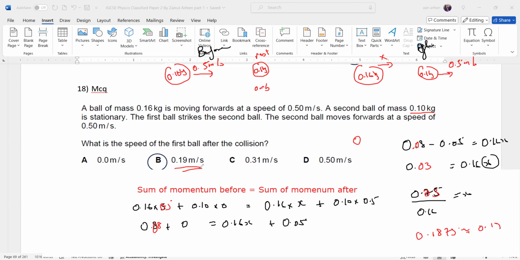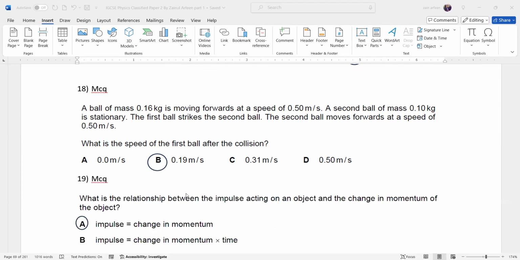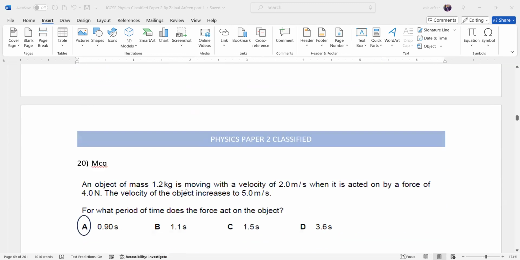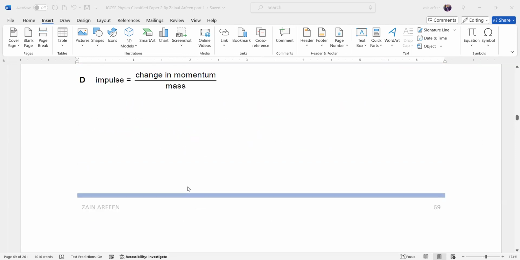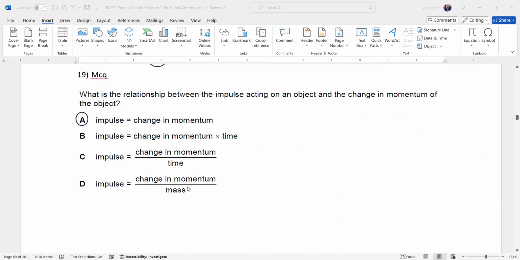Next question is question 19. In question 19, what is the relationship between the impulse acting on the object and the change in momentum? Actually, impulse is a change in momentum, or impulse is also equal to force multiplied by time. So two factors are there, either force times time or change in momentum.